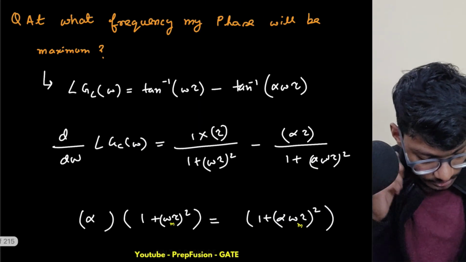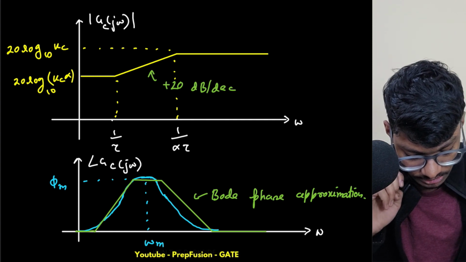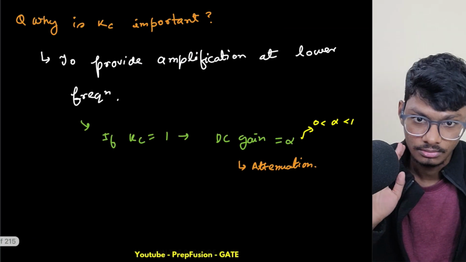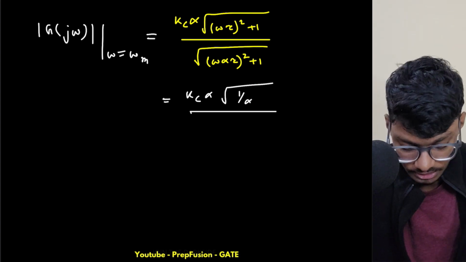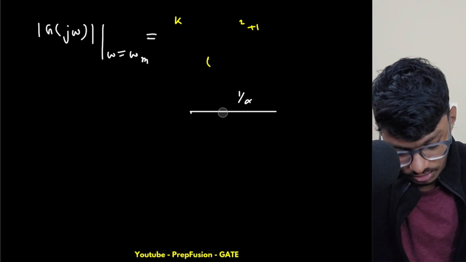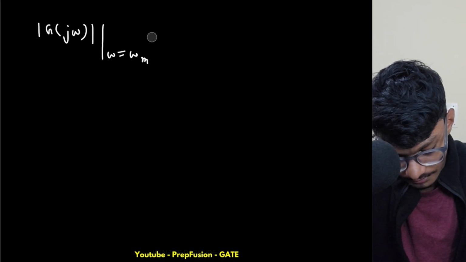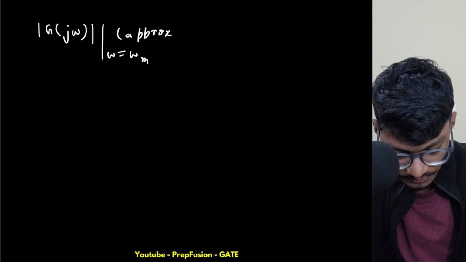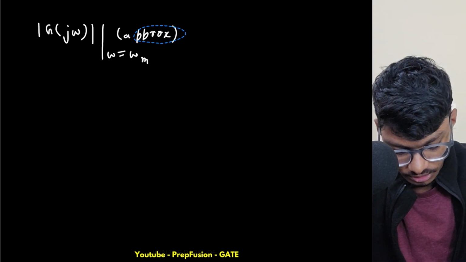One thing I made a mistake over here: I wanted to tell you the approximate magnitude, not the exact magnitude. So what we can do is simply use the Bode plot. This will give me the exact magnitude, but I don't want this. I want the approximate magnitude. If you want to remember this, that is fine, but I just want to derive it. You can derive it directly from the Bode magnitude plot also.